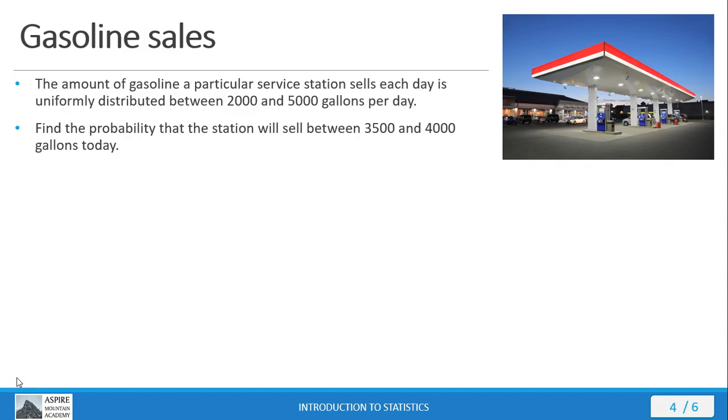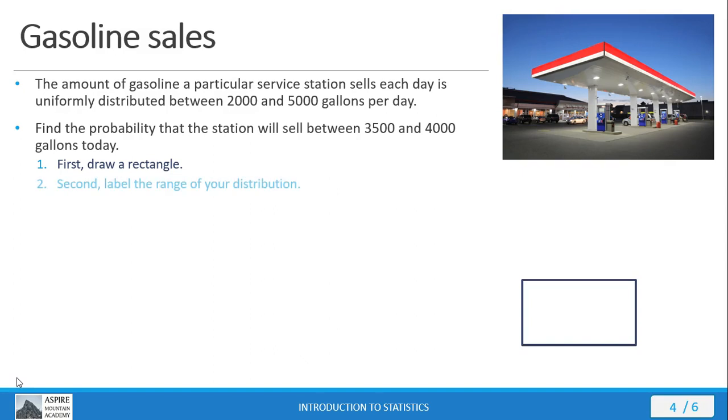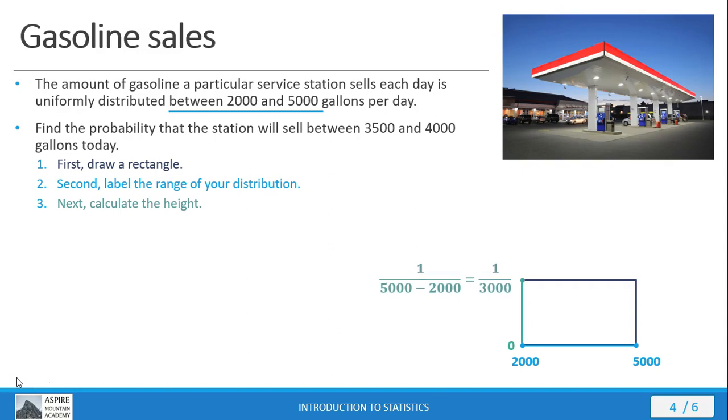So the old school way of doing this, first we're going to draw our rectangle. So there's our rectangle. Then we're going to label the range for our distribution. So we've got to find our max and min values, and that's going to be here in the problem statement. We're uniformly distributed between 2,000 and 5,000 gallons. So we're going to mark that here on our rectangle. And then we're going to calculate the height of the rectangle. It wasn't given in the problem statement, so we've got to use that handy dandy formula to get that. Just take the difference between the max and the min, and then the reciprocal of that difference. That gives us the height for our rectangle.